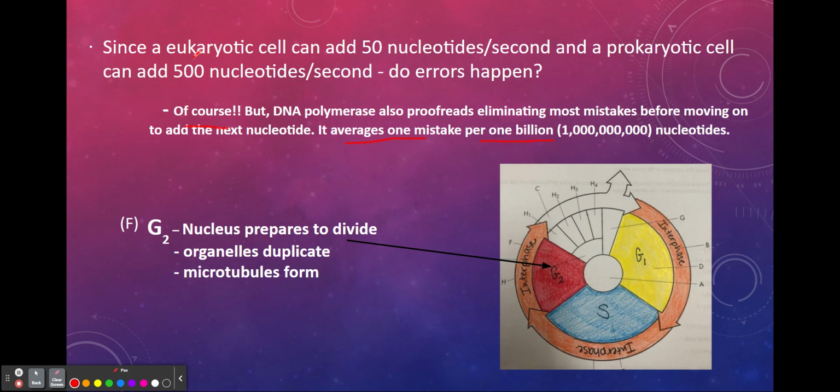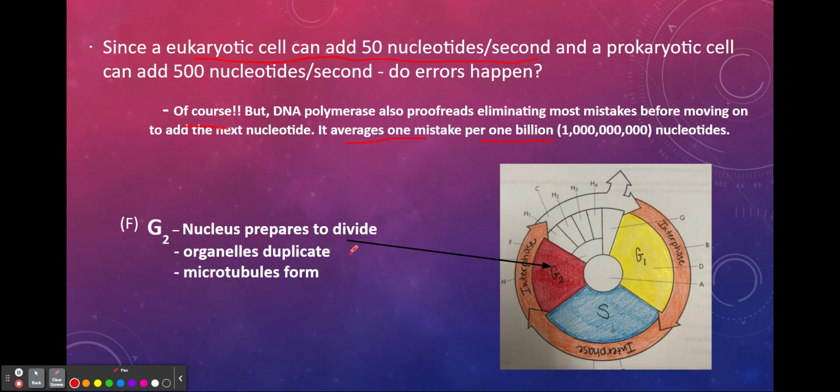And as you can see, for us, they only produce 50 nucleotides a second. So you can imagine how few mistakes there are. And there's a bunch of other checkpoints checking for mistakes too. So you generally don't have to worry about mistakes occurring in this process. However, we'll get into some of those mistakes later.